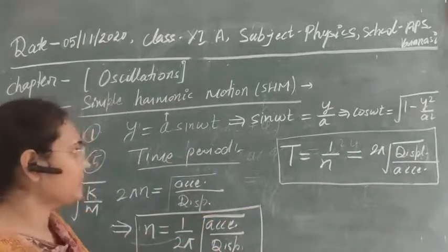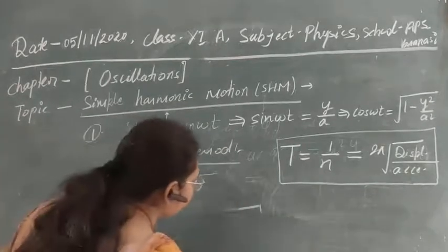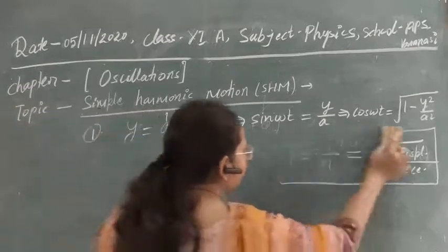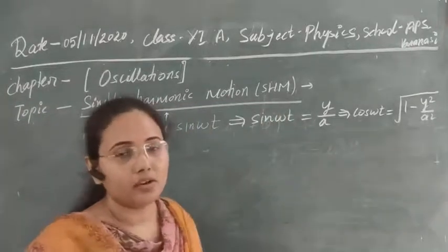So these are the factors which we are using to calculate the different properties of simple harmonic motion one by one. I am using this and I am just showing the calculations regarding this.